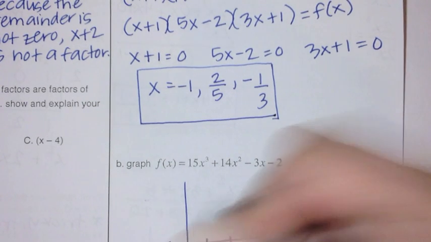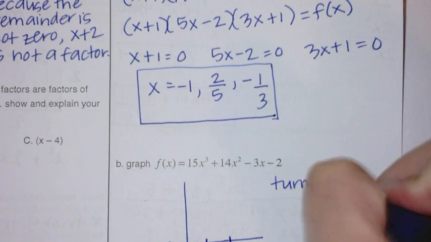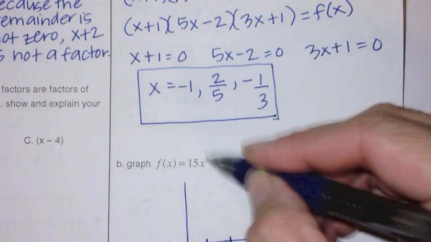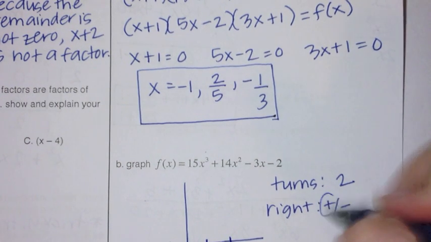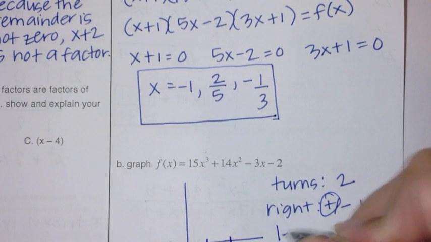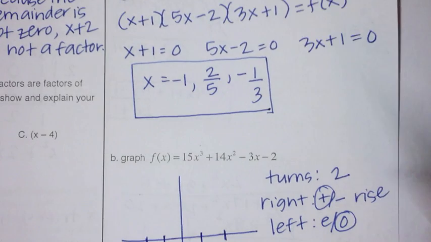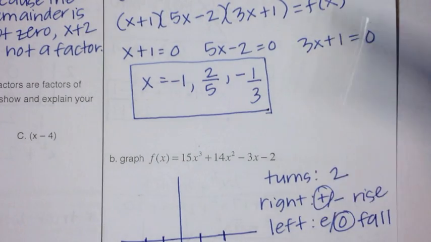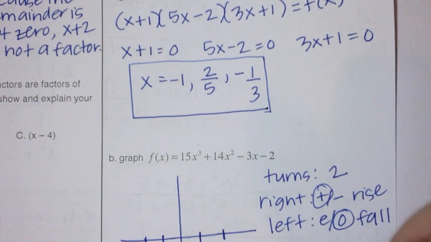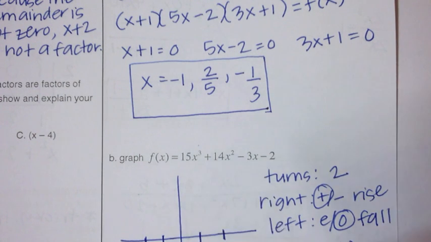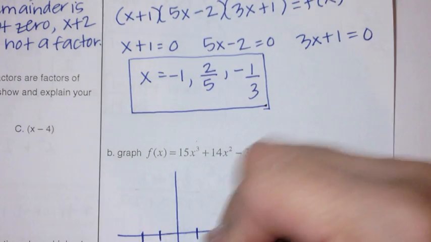The other thing that we want to do is the turns. So this one's going to have 2 turns because it's the highest power minus 1. To the right, it is positive, so it's going to rise. To the left, the end behavior is, we have the highest power is odd, so it's going to have opposite end behavior. We have our x-intercepts up here, so the y-intercept is the only other thing, and that's f of 0, which you get when you plug in 0 to your equation, so that would be negative 2. It's going to be your constant if it's in term form.